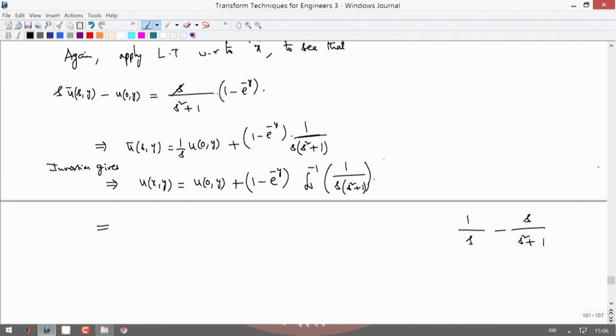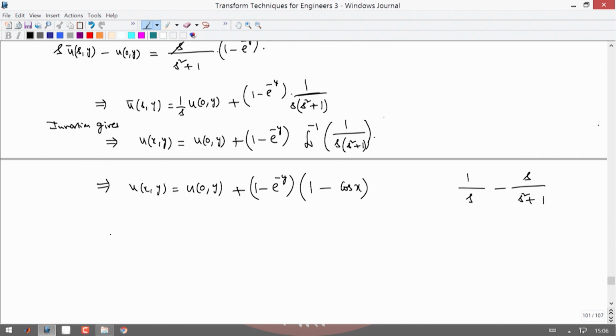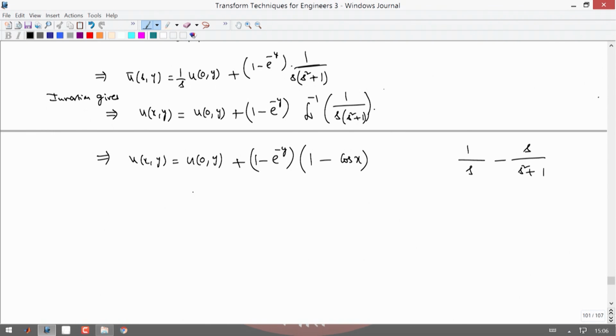So, you have u(x, y) is u at (0, y) plus (1 − e^(−y)) times the inversion, which will be 1 from 1/s minus cos x, because you are doing this with respect to x. So, you have 1 − cos x. This Laplace inversion is with respect to x, so when you invert it, you get back your x variable.